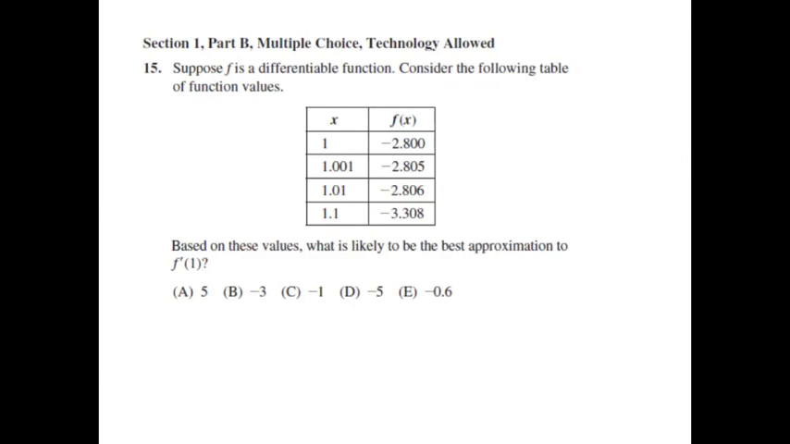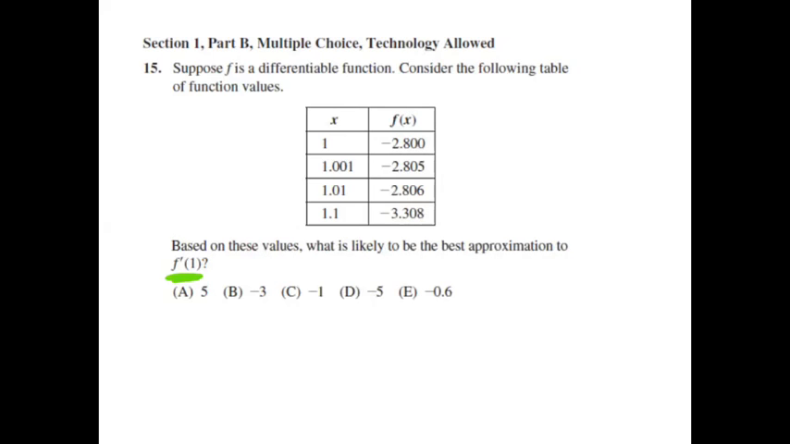Now starting here with question number 15, we are able to use our calculators. Question 15 says, suppose f is a differentiable function and consider the following table of function values. In this table, we've got some values given to us for f at different x values surrounding 1. The question says, based on these values, what is likely to be the best approximation to f prime of 1?